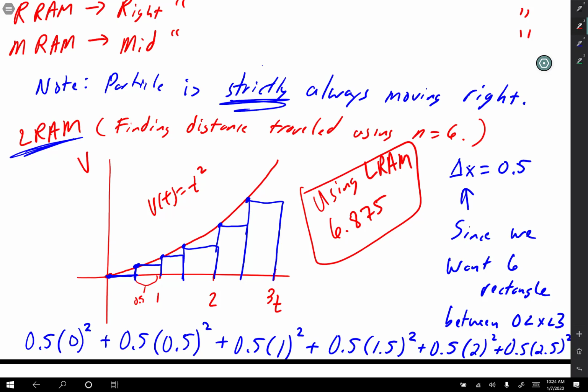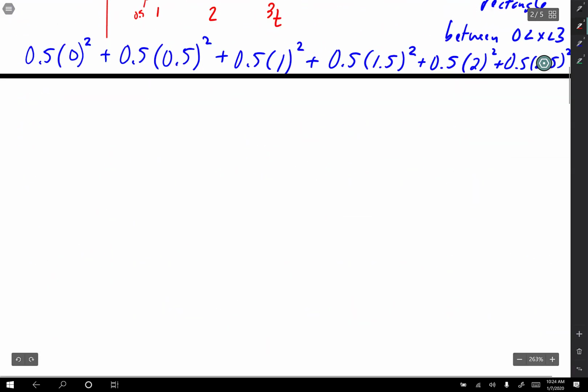The curve was the opposite way. That's RRAM, where I'm going to use the rightmost point. All right, guys, real quick: is this an over approximation or an under approximation of the real distance traveled? It's an under approximation because we haven't gotten all the area under that curve. Does that make sense? All right, so here we go. I'm going to use RRAM now.